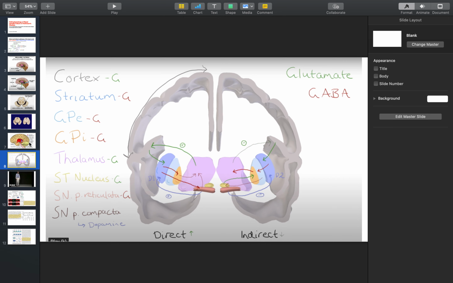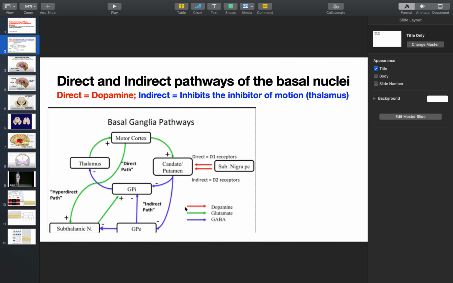And this is very important. So simply put, the motor cortex sends glutamate to the subthalamic nuclei, and then that causes the globus pallidus internal to be excited with glutamate, and it sends GABA to the thalamus to disinhibit the inhibitor, and you get the motor cortex excited.